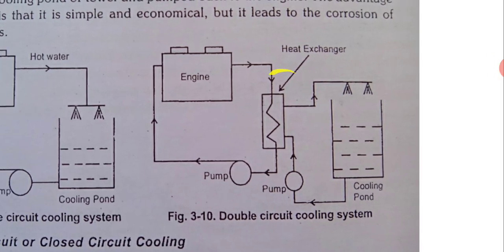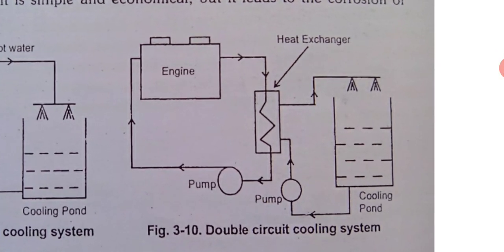Whereas in the double circuit cooling system, like in a steam power plant, if you just recollect, there is an engine. The cold water is supplied to the engine. It carries the heat from the engine, becomes hot, and comes to a heat exchanger. In the heat exchanger it is cooled and comes back to the pump, and the circuit is complete.